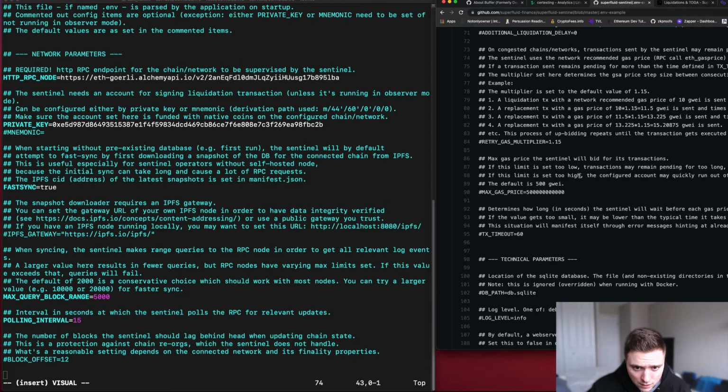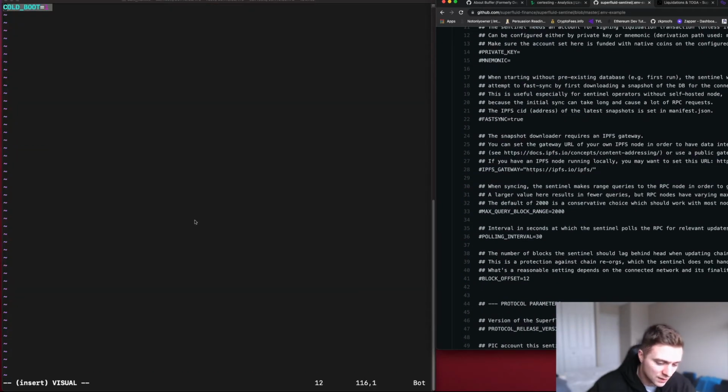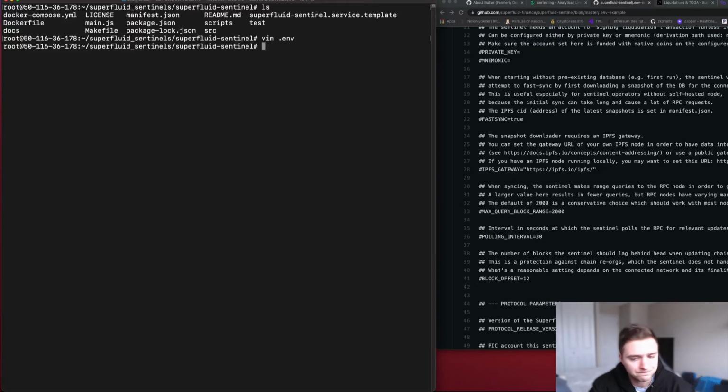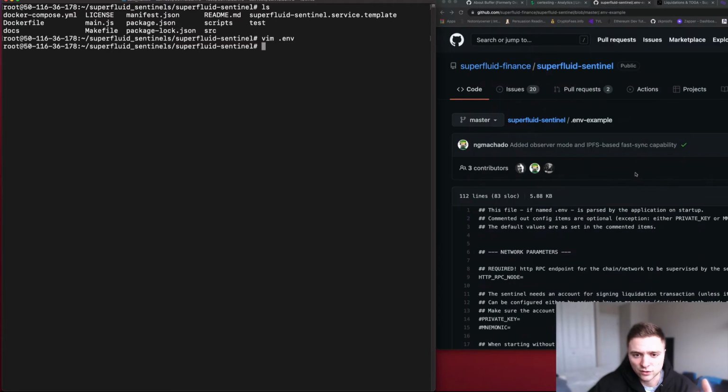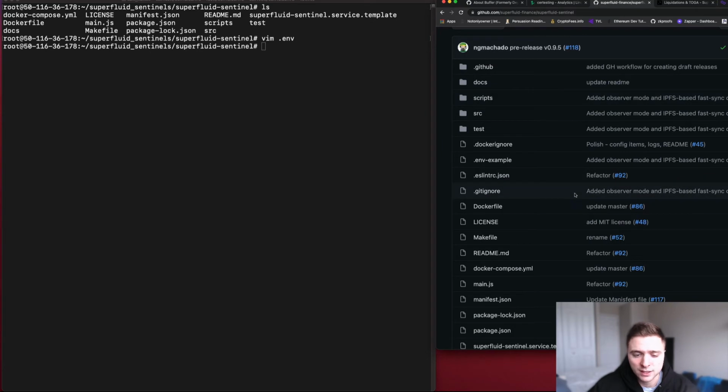Okay, so we've got our .env set up. Let me Control-C out of this and save. And where I am running my Sentinel is inside of a Docker container. You can pretty easily run it yourself on your local machine. I'm just running it in a Docker container in the cloud here.